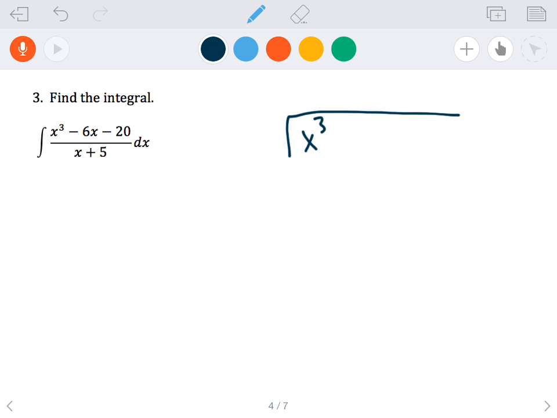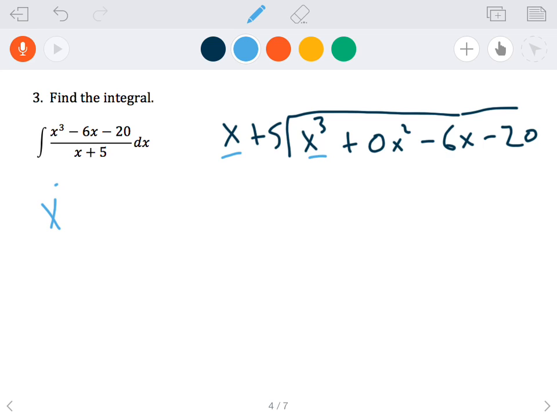I have x cubed. I'm going to fill in my placeholders. There's no x squared term. Minus 6x minus 20. And I'm dividing by x plus 5. Okay. How many times does x go into x cubed? x goes into x cubed x squared times. So I line that up with the x squared column.